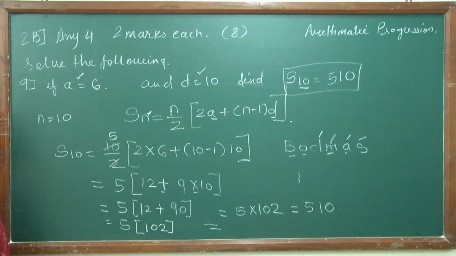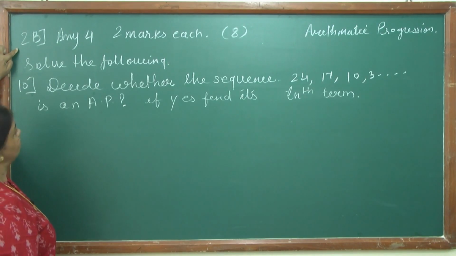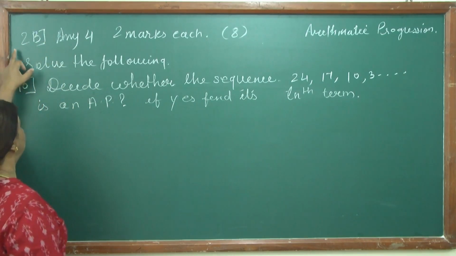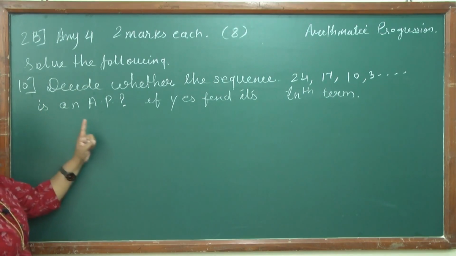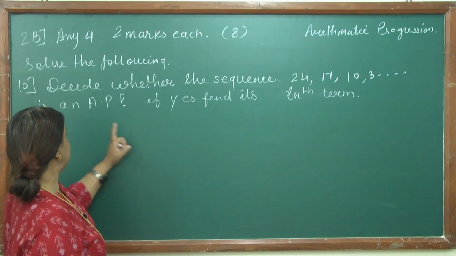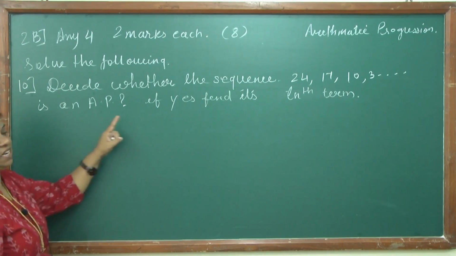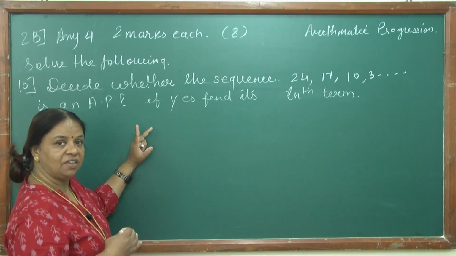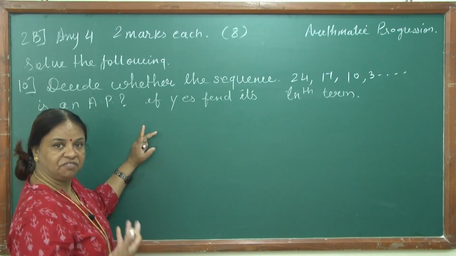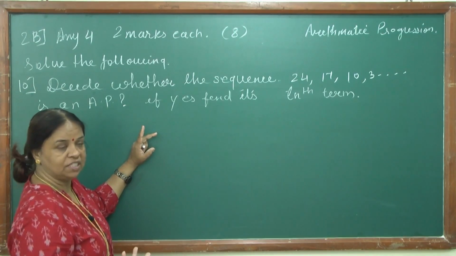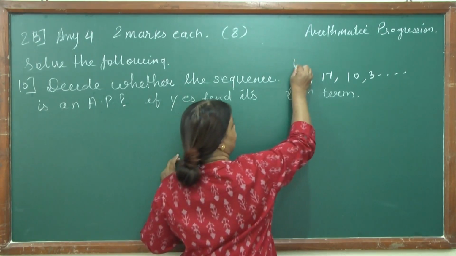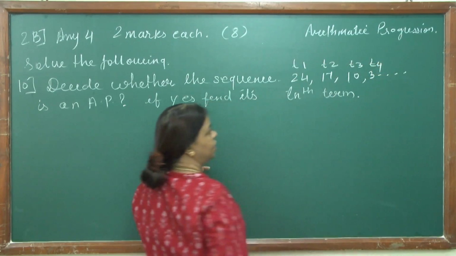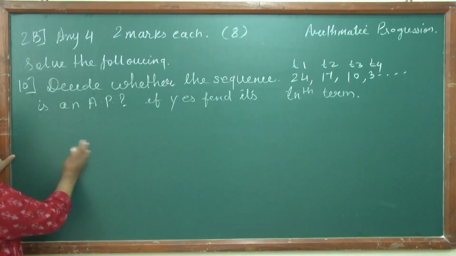You can pause and solve this sum to check. Last question of arithmetic progression, question 2A and 2B. 2B question, solve the following. Decide whether the sequence 24, 17, 10, 3 is an AP. If yes, find its nth term. When we have to decide whether the given sequence is an AP or not, the common difference should be the same, constant. How many terms are there? T1, T2, T3 and T4. There are 4 terms. So let's find the common difference.